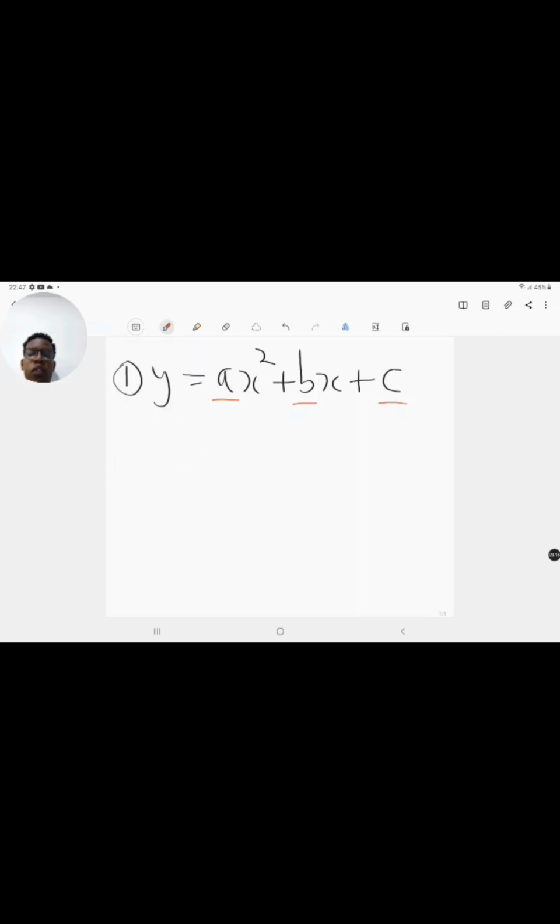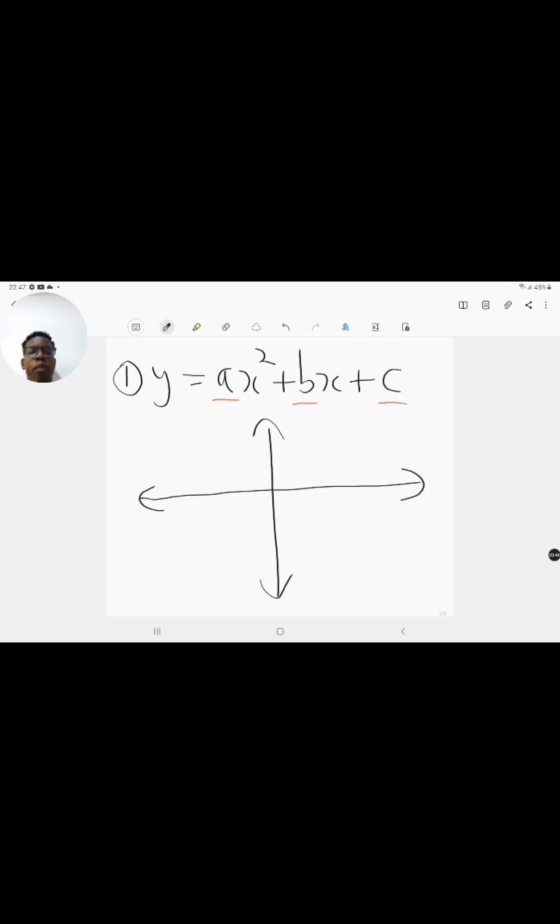What does each of those parameters mean? Let's start off with a. a just tells you the direction of your graph. I'm going to draw a Cartesian plane so that I can explain. Remember what a function is: a function is basically a graph that has one unique y value for one or more x values. We covered that in a separate video.